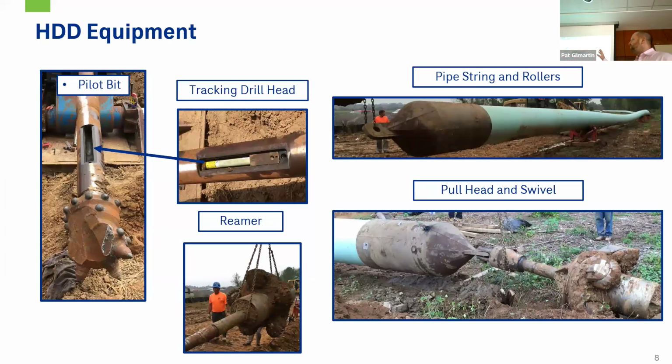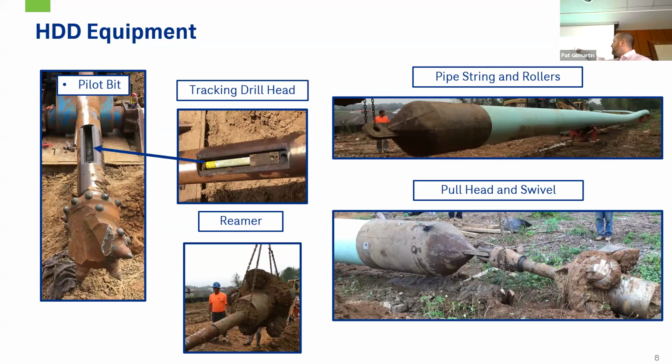So just a summary of some of the equipment that you're using with HDD. On the far left here with your pilot bit, that is your drill head. You can see at the bottom there with your bit down there, that's where the bentonite fluid comes out to push the soils back to the hole. You have to put in a little additional pressure into that in order to get those fluids moving. But once it starts moving, you should have a continuous operation.